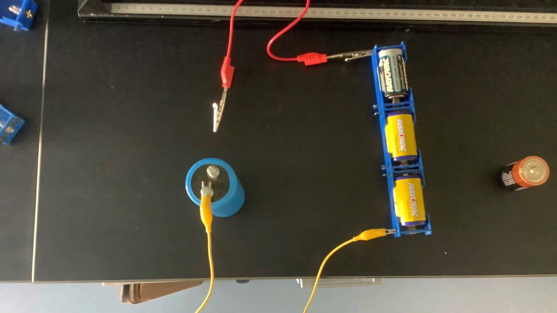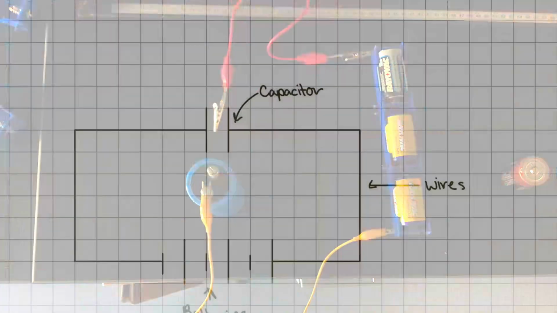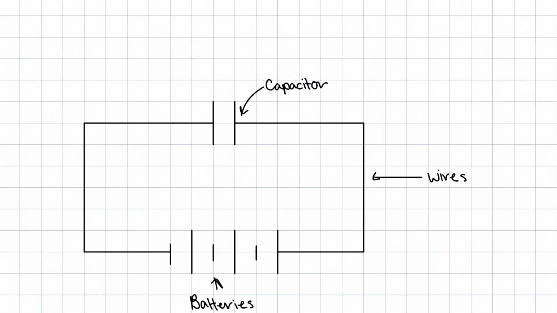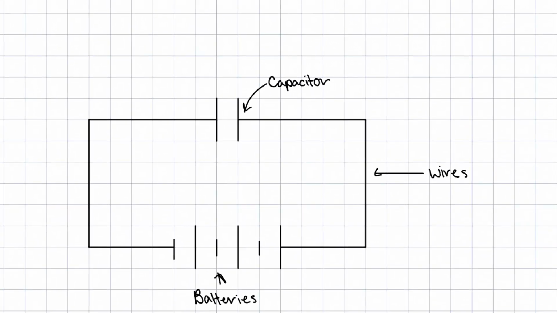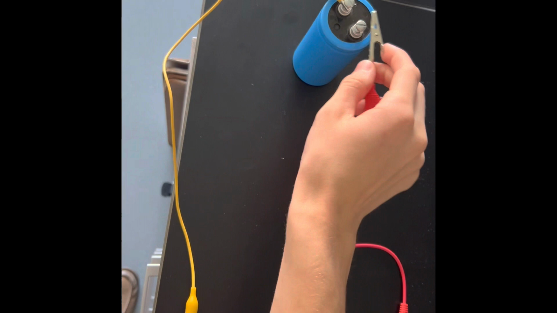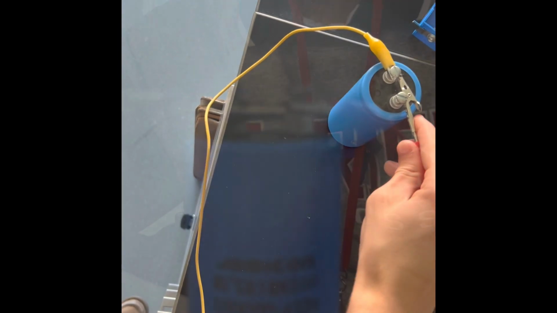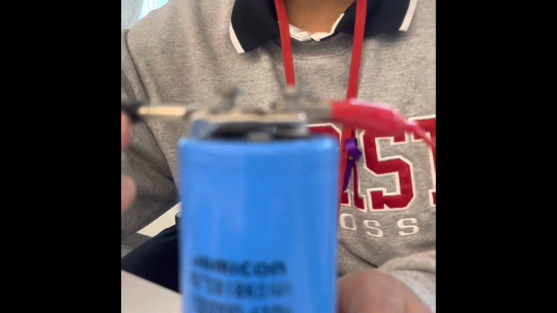We started by creating our circuit. We connected one wire to the positive terminal of the battery and one wire to the negative terminal of the battery. We then took the positive wire and connected it to the positive side of the capacitor, and then the negative wire and connected it to the negative side of the capacitor. When we took one of the metal clips and touched it to both the negative and positive side of the capacitor, we experienced a spark.